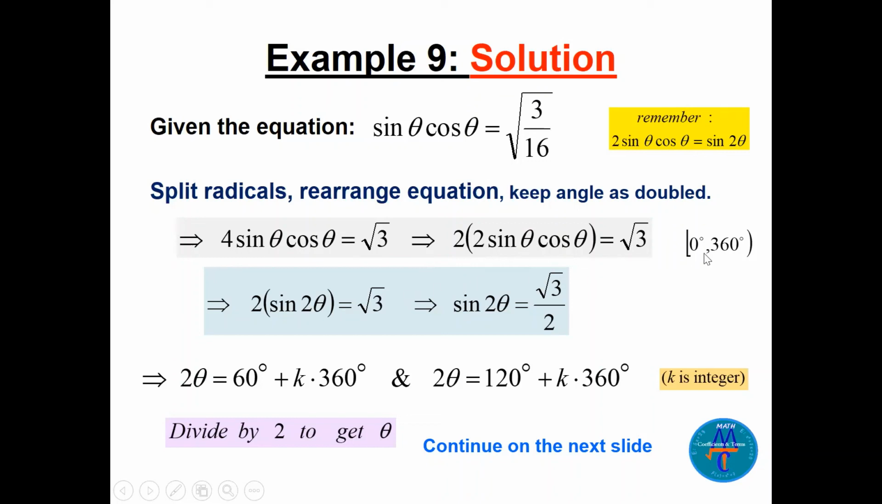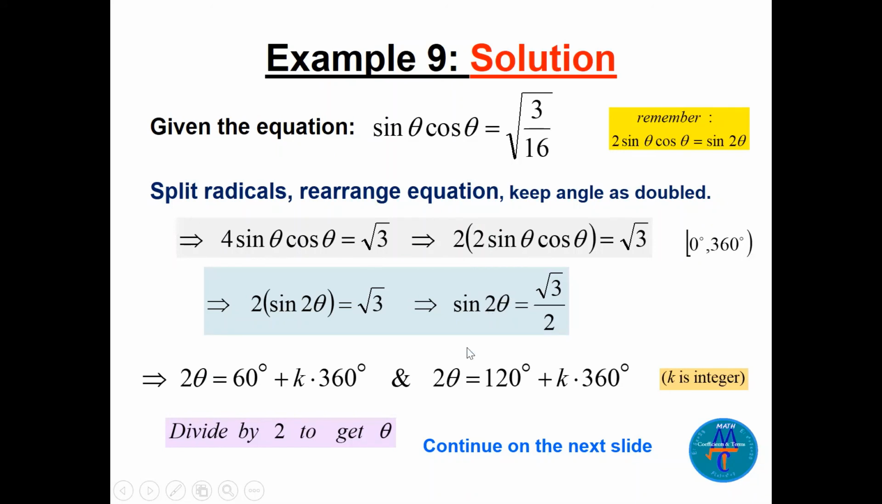Remember, this is the condition here, 0 to 360. So 2 sine 2 theta is equal to square root of 3. Sine 2 theta is equal to square root of 3 divided by 2. Now that's an angle. If you remember in the other examples, we say let x. We can do that, but now we know the story. So directly we can say, what is 2 theta?